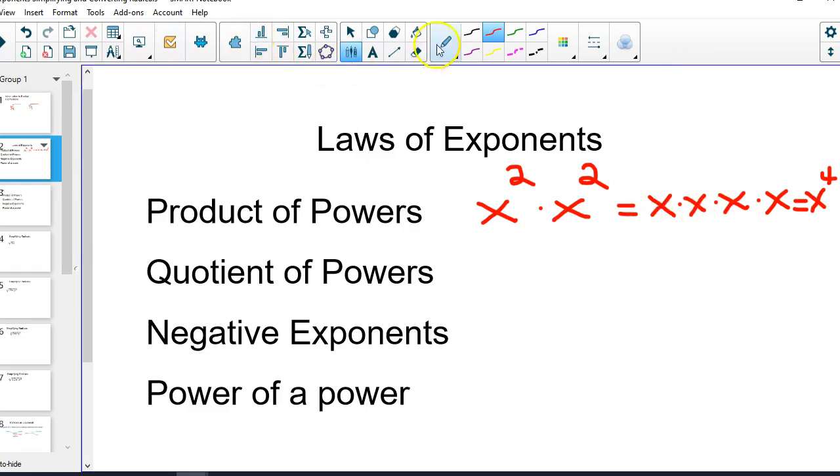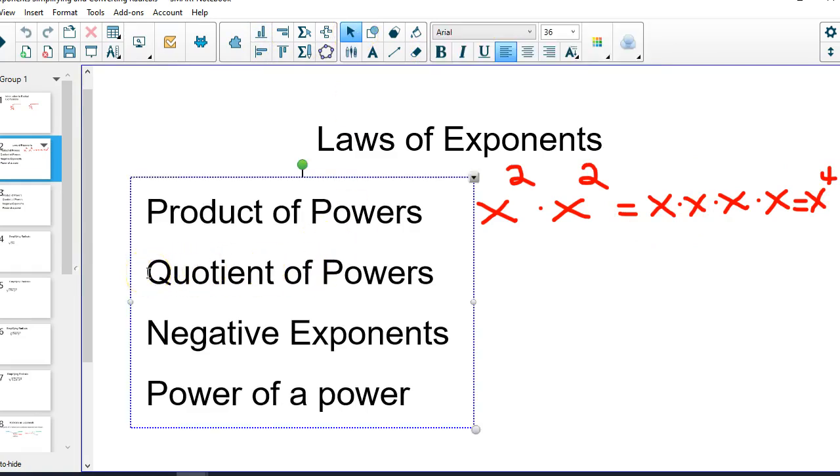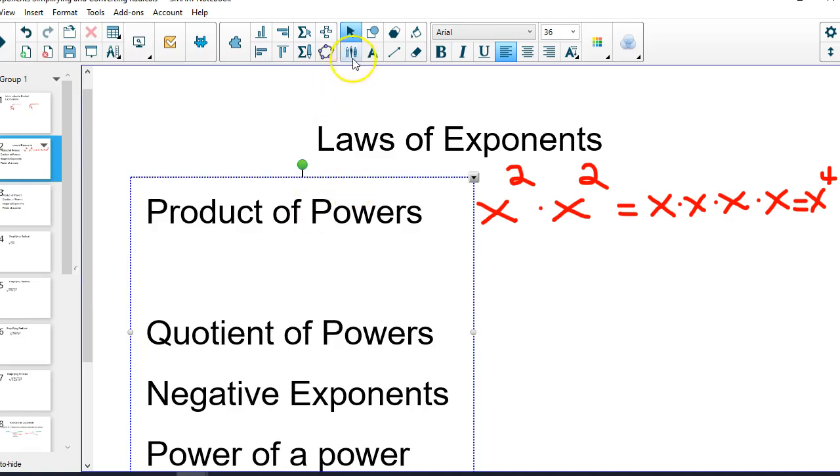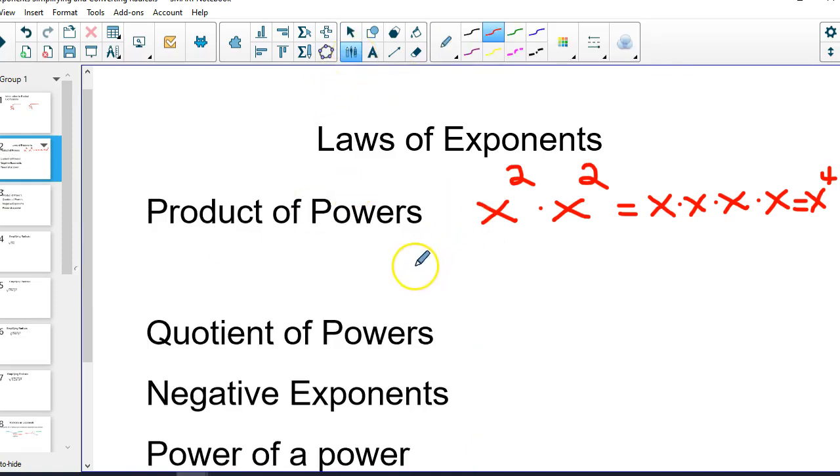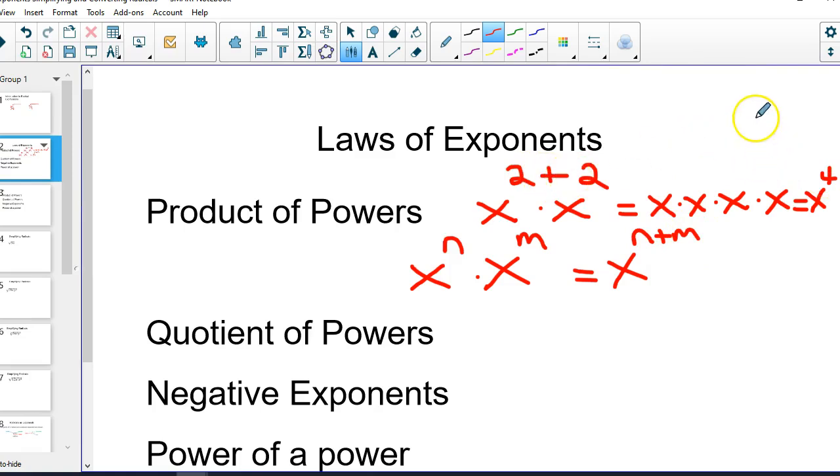And in general, we want a rule for it. If we have a product of powers, say we have x to some n value times x to some m value, just two different numbers, what we can do is add them together. So for us, 2 plus 2 is 4.